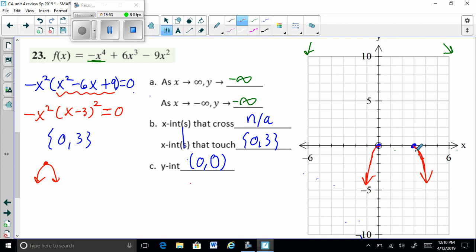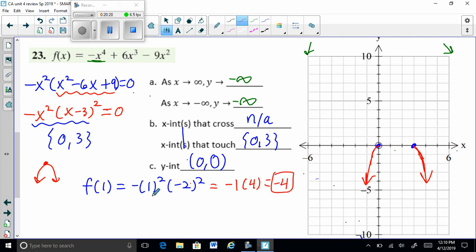Okay, so we need to plug in 1 and 2. Once again, it'll probably be a little bit easier to plug it into the factored form to evaluate it. So we'll do f of 1. That would be equal to negative 1 squared times, let's see, 1 minus 3 is negative 2. We're going to square it. So we end up getting negative 1 times 4, which gives us negative 4. So you get a negative 4 whenever you plug in 1 to this. I plugged it into the factored form right there.